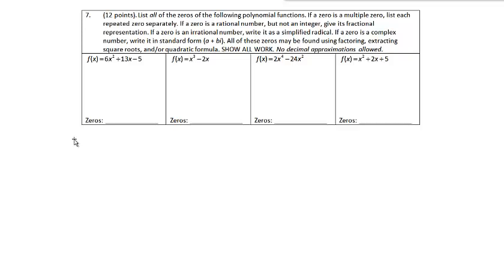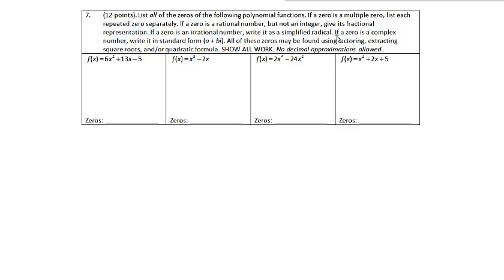Problem 7 is asking us to list all the zeros for some various polynomial functions. This first one is second degree. This third one is third degree, so we have to find 3 zeros. Here we have fourth degree, so we have to find 4 zeros. And then on this last one, second degree.